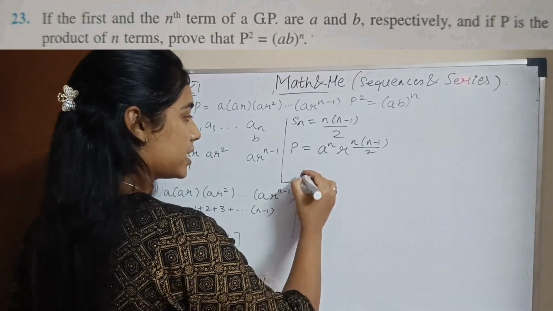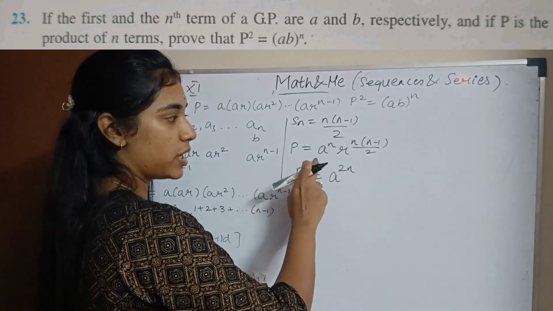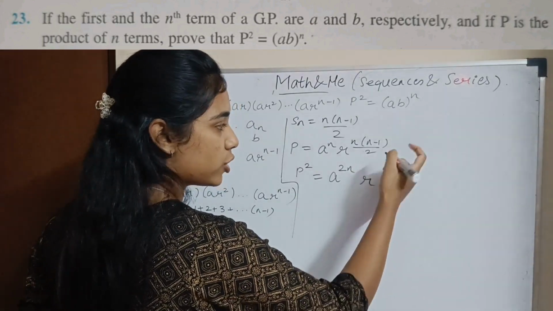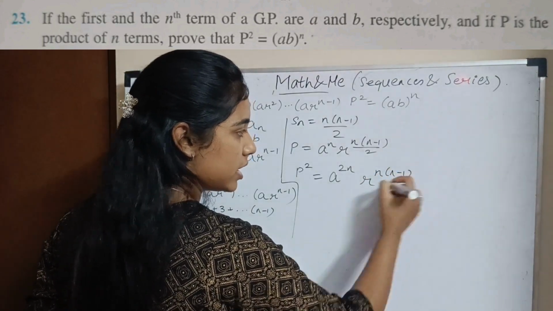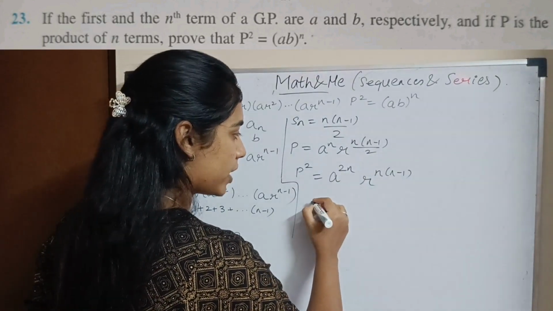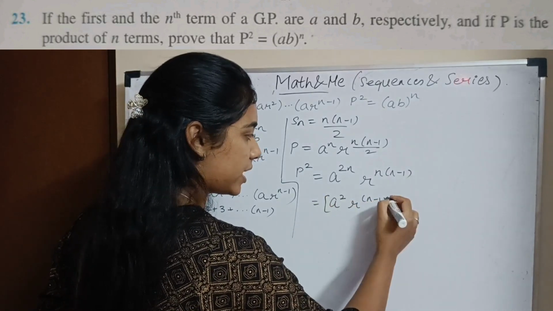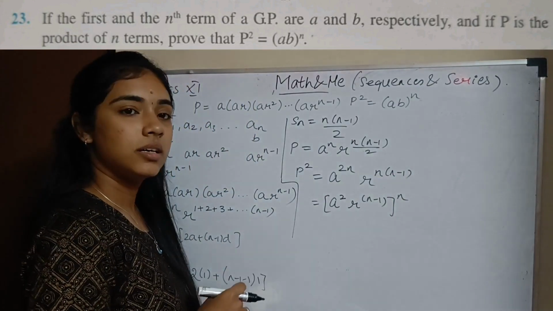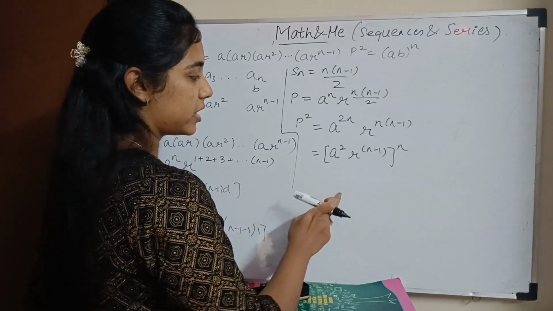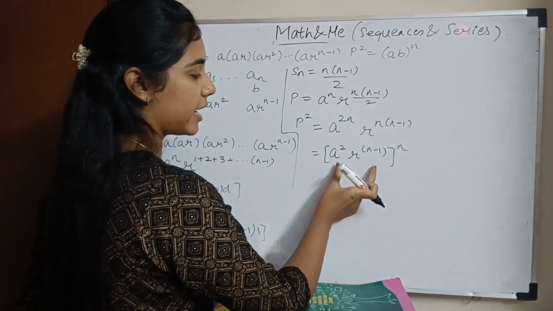So what comes? P square equals A square, what? The power gets multiplied. A to the n, the square is A to the 2n. R, the 2 and the 2 will get cancelled. So you have n times n minus 1. So now what power do you have in common? You have A square R to the n minus 1. You can take the common power n that is inside to the outside. So what have I done here? I took the common power n outside the brackets and I have this inside.